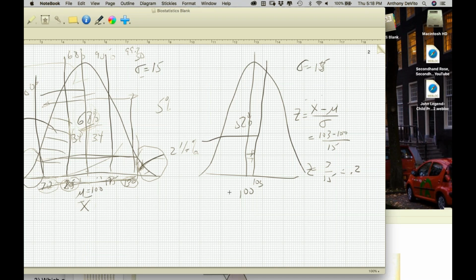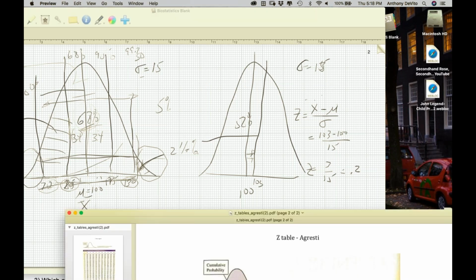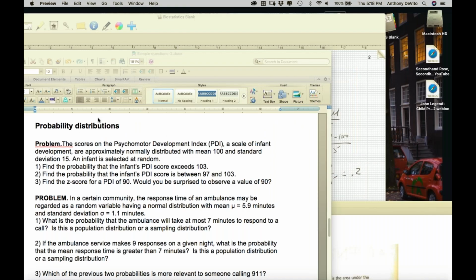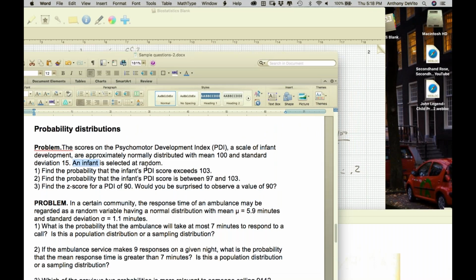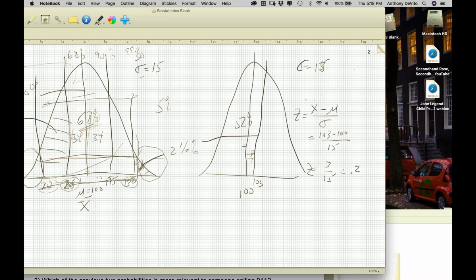I believe that's what the problem is. Let's find the problem again. What's the probability the infant's score exceeds 103? Ah, that's the problem here, right? If it's 58% below 103, then what's the probability that that infant is above 103? 100 minus 58, which is going to be 42%. Okay? I want to see smiles out there so we understand it.